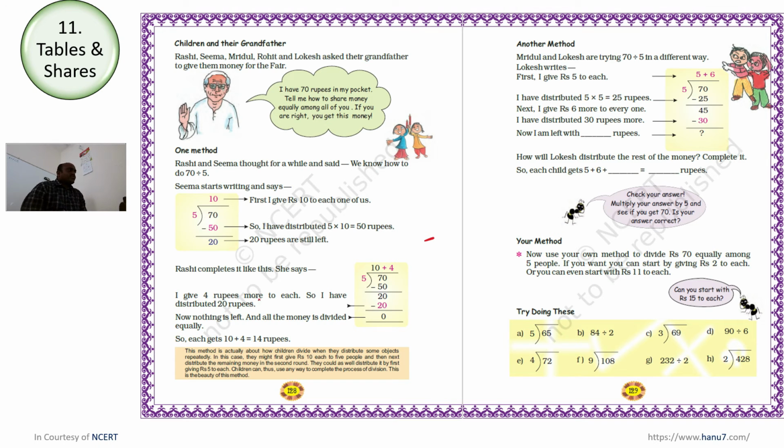So I give 4 rupees more to each after distributing 10 rupees to all the 5 students, all the 5 friends. Okay, then she will distribute plus 4. So totally it will become 10 plus 4 is equal to 14 rupees, and 14 into 5 is equal to 70 rupees.